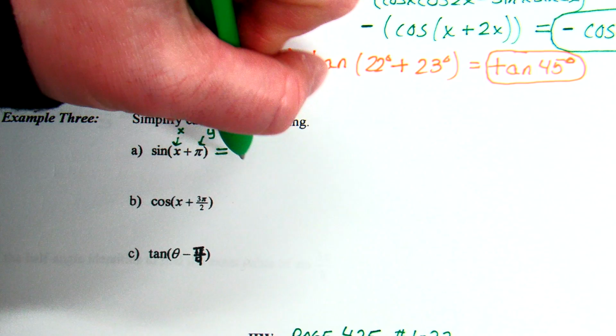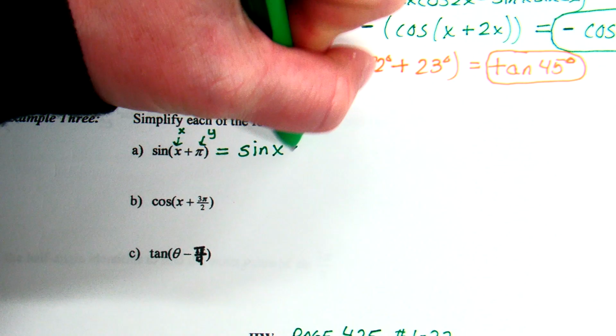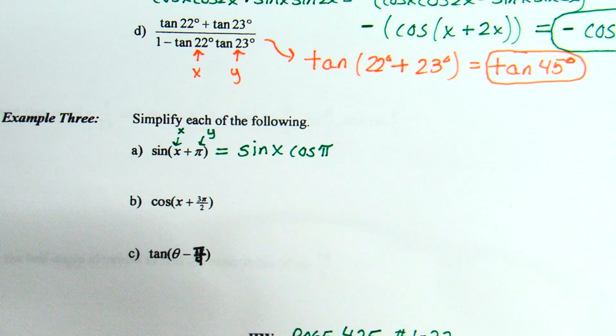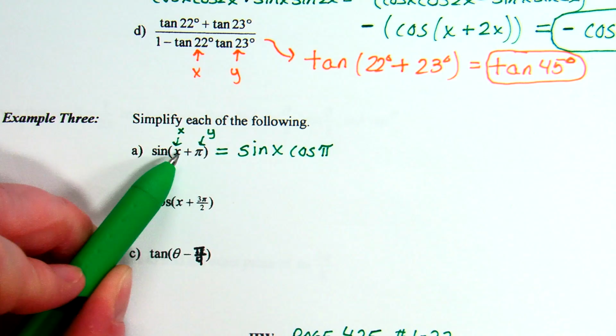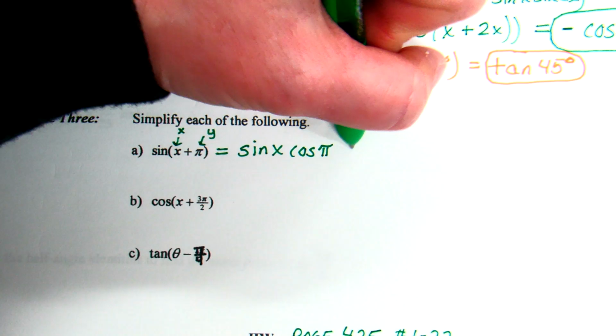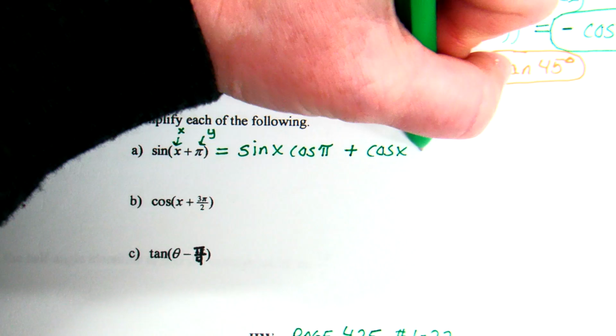So it's going to be, in this case, sine x cosine pi. Okay, do I use a plus or minus sign? Plus. With the sine identity, use the same sign, so plus. And now it's going to be cosine x sine pi. Cosine x, and it's sine of y, which in this case is sine of pi.